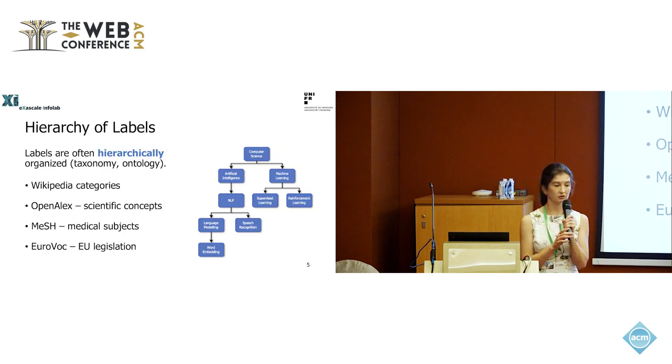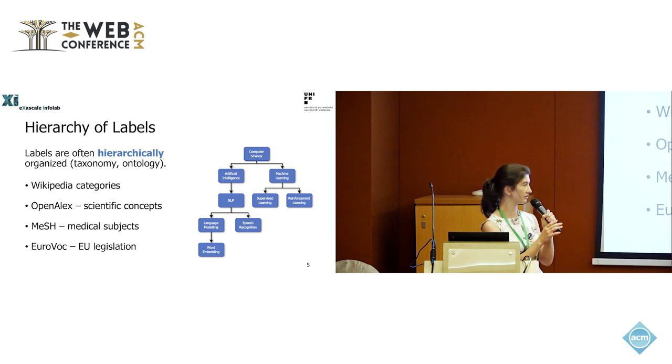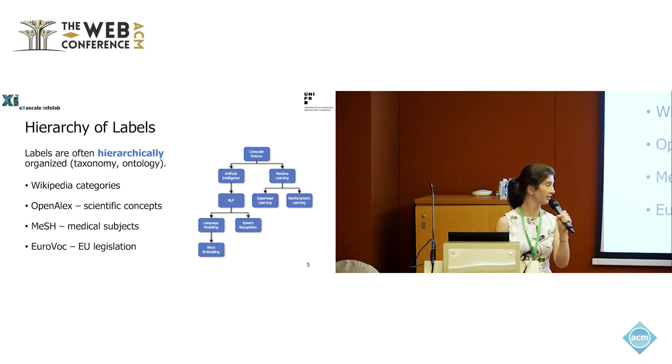And in real-world problems, very often labels are organized in some kind of hierarchical tree. It can be a taxonomy of labels or an ontology, so they normally have some structure. Again, a few examples: Wikipedia categories are organized hierarchically. Scientific concepts in the OpenAlex dataset also have a hierarchy. MeSH is a thesaurus of medical terms which are used to annotate medical papers. EuroVoc is a thesaurus of legal terms used to annotate EU legislation documents. And in our paper, we focus on cases where we assume that an ontology or taxonomy of labels is provided. So basically, labels are organized in some kind of hierarchy.